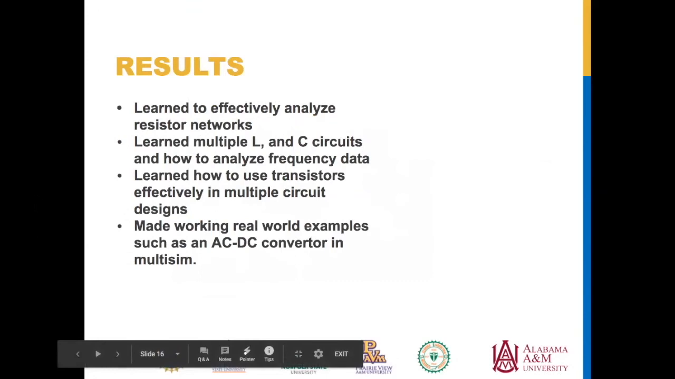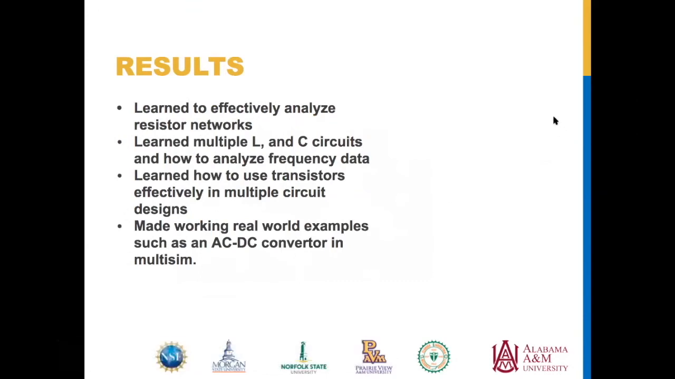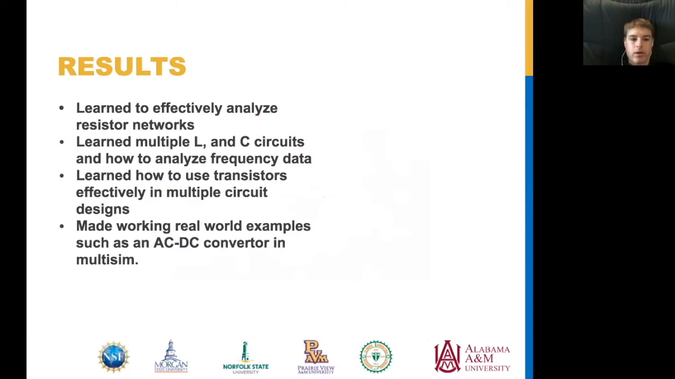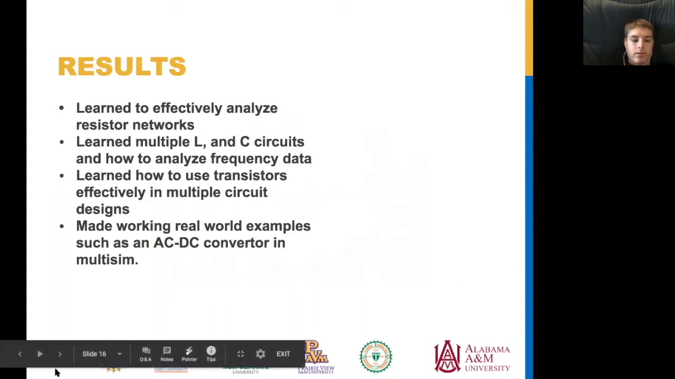So our results for our summer research was that we learned to analyze resistor networks, and we used this knowledge to combine resistors and inductors and capacitors into several different circuit designs and analyze frequency data from those. We then learned how to use transistors in several different circuits, including amplifier circuits and switch circuits. And we also looked at several real-world applications, such as the AC to DC converter and music mixer.